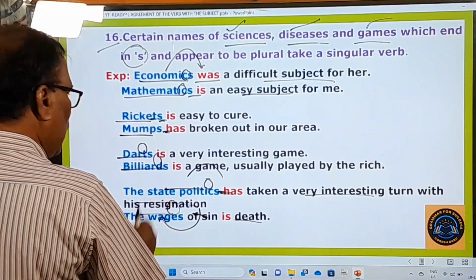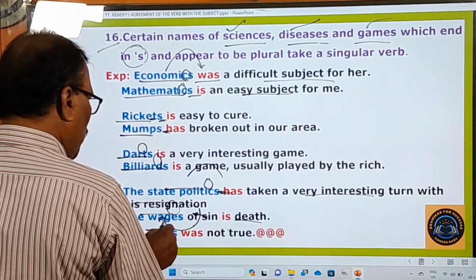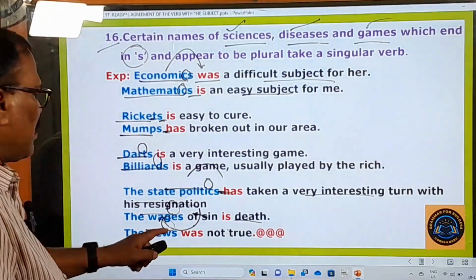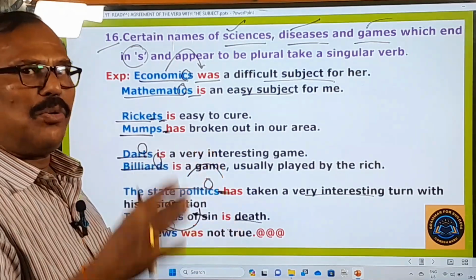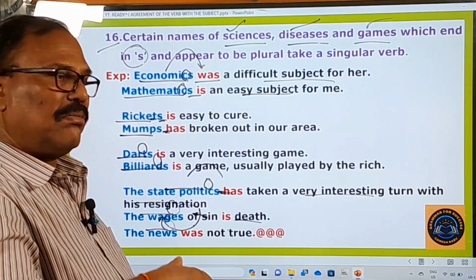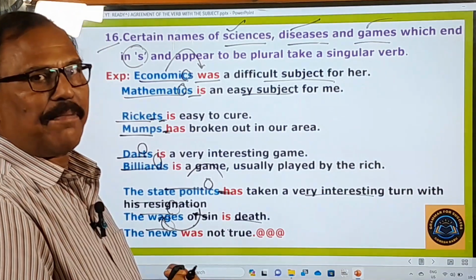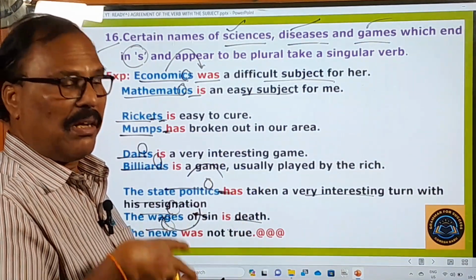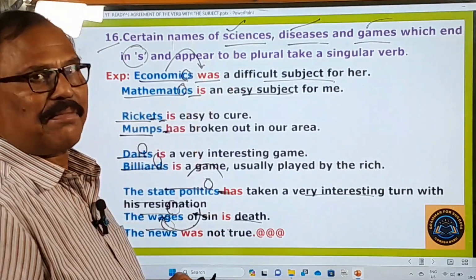In all these examples, one more I think it is there. The news was not true. News is there. "S" is there. They are all ending in "s". News. North, east, west, south. News. In Telugu, Varta is there. Vartalu is there. But in English, only news is there. If you want to say many news items, then you say pieces of news, items of news, in that way you have to make it plural, but directly you cannot say newses.